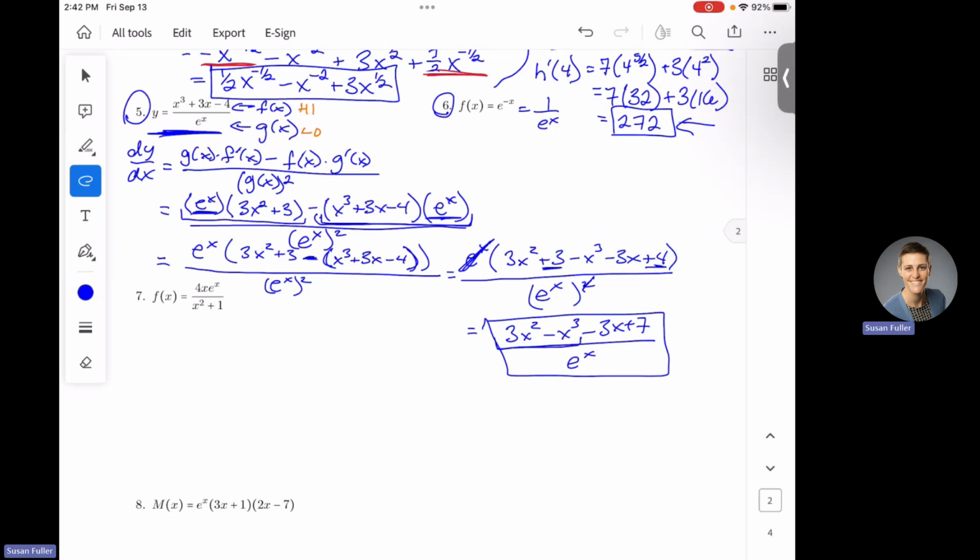Okay, let's move on to number 7. This one is extra mean because we have stuff with x's in it times stuff with x's in it divided by stuff with x's in it. This is a lot of stuff, guys. How do we figure out where to start?